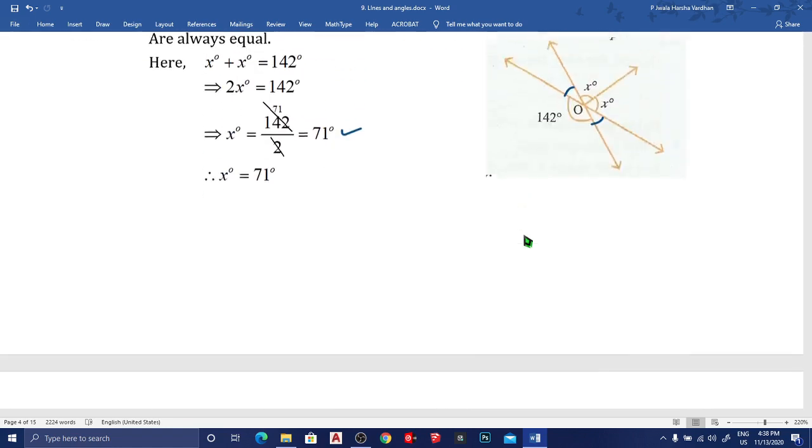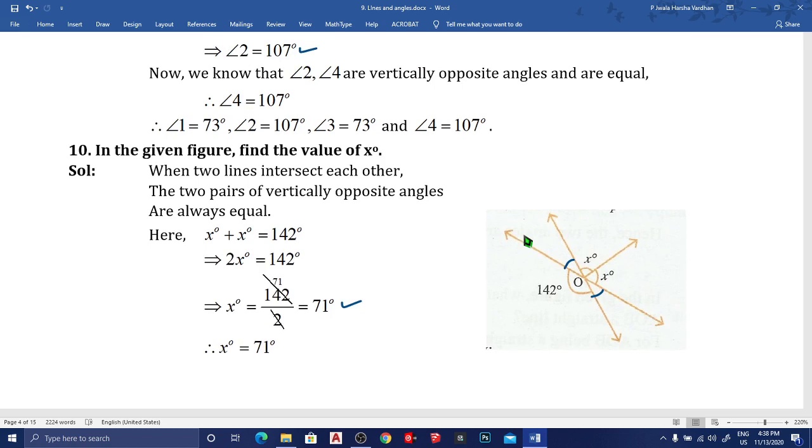Okay, next one. So up to here, this exercise 9a is over. I would like to conclude with this problem, and in the next session I would like to continue with the next concept. And good day to all of you.